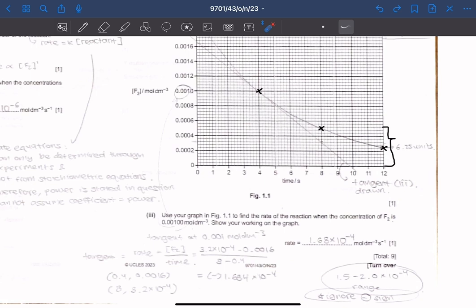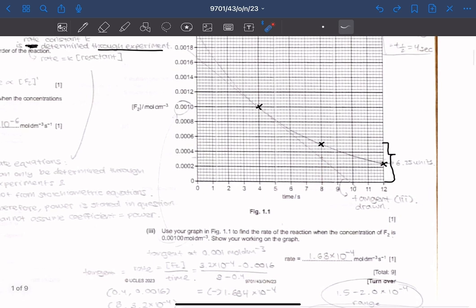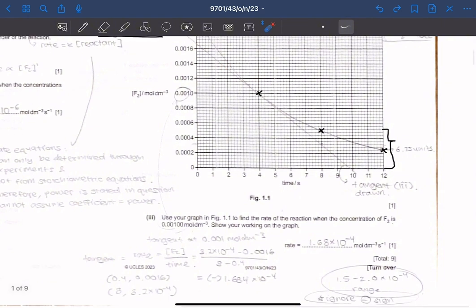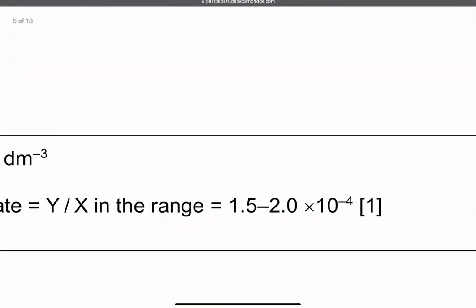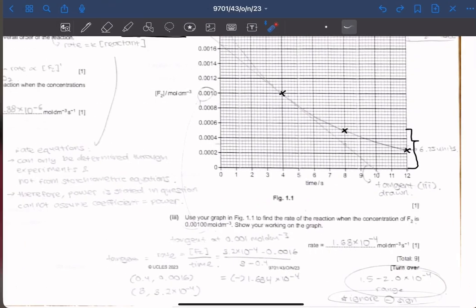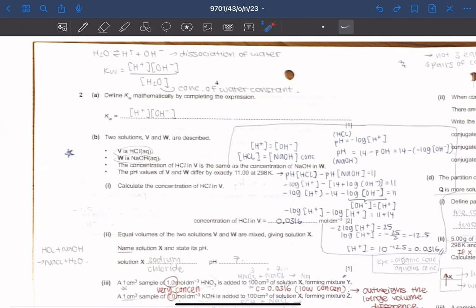Then I would select 2 points, this one and around here, and find the gradient of those 2 points. The gradient, ignoring the negative sign, I would get 1.684 times 10 to the power negative 4, to 3 significant figures. Here are the coordinates that I got. The answer key states that they would accept any from the range of 1.5 to 2 times 10 to the power negative 4. Because mine is within that range, it is accepted.